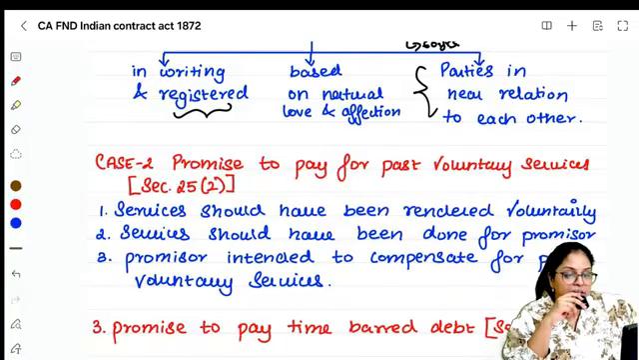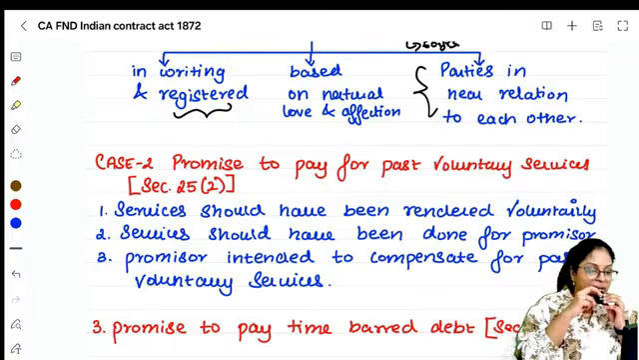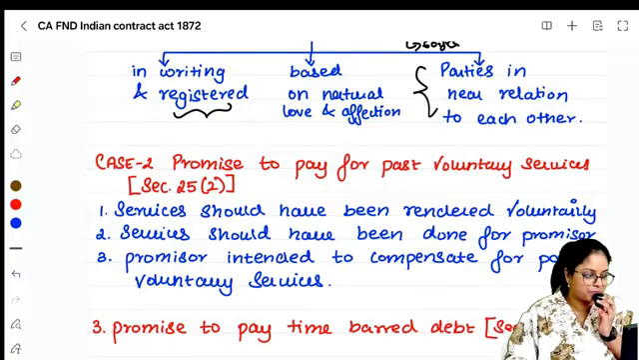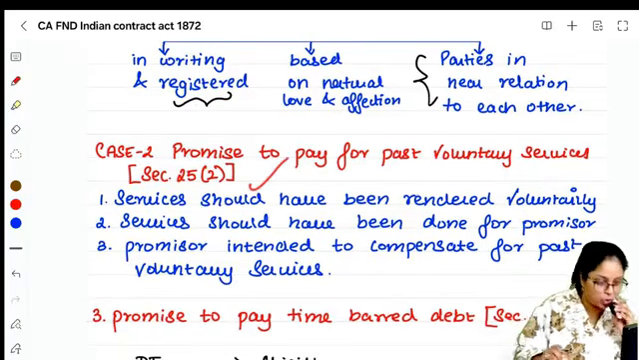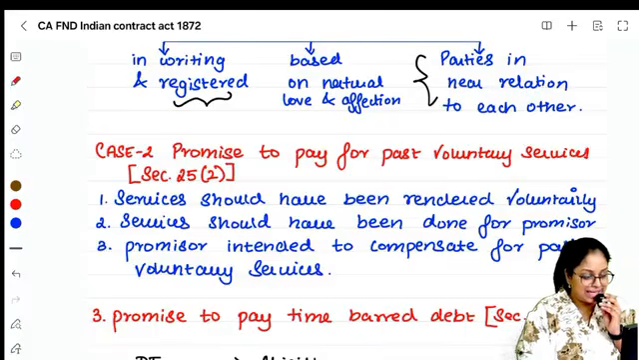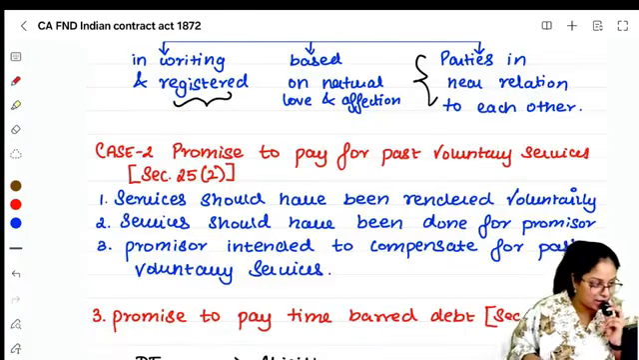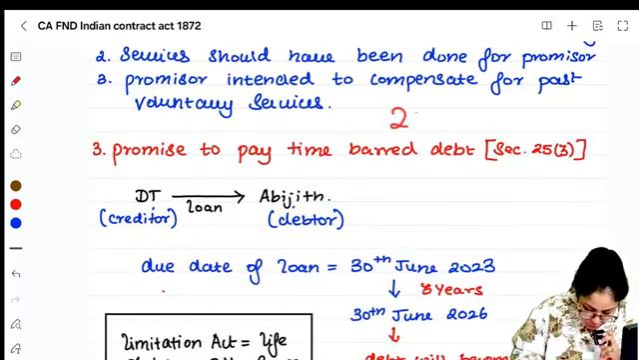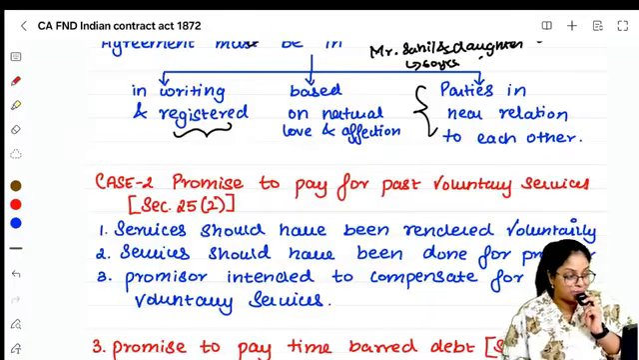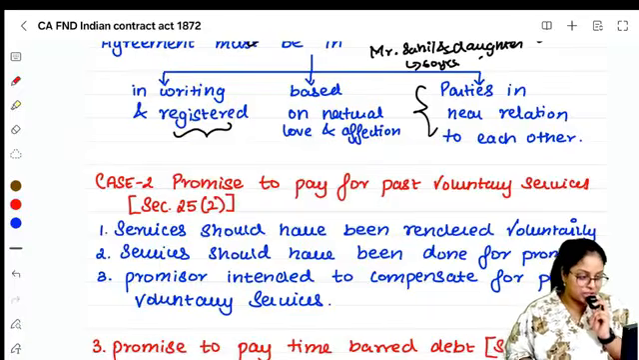Now you guys tell me, whose fault is this? Nobody's. You tell me, will Sanjay get 2 crore rupees? The answer is yes. Is that absolutely clear? That is Section 25(2): if you pay something for past voluntary services, even one-sided consideration is valid.